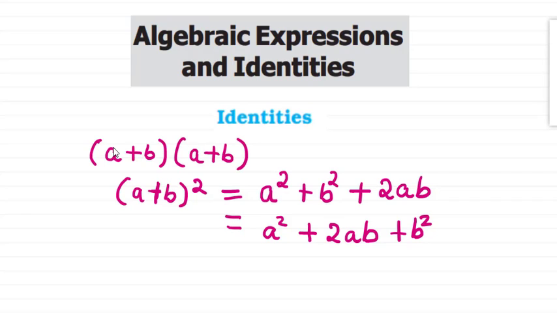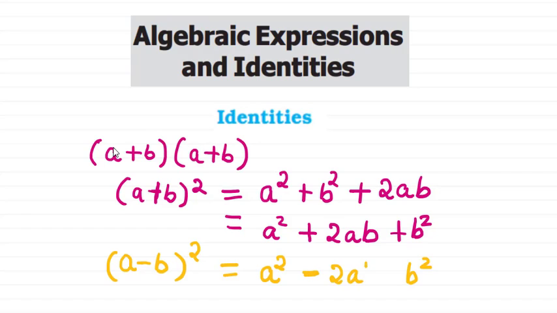Now we have the second identity. It's the same, the only difference is the symbol. If you have a minus b whole square, then this identity will be the square of the first term, plus the square of the second term, and the only difference is the middle term. The middle term will come as minus twice a into b. So that you're going to get.